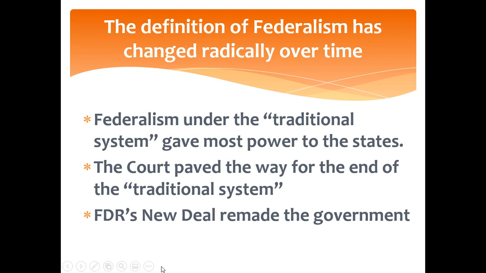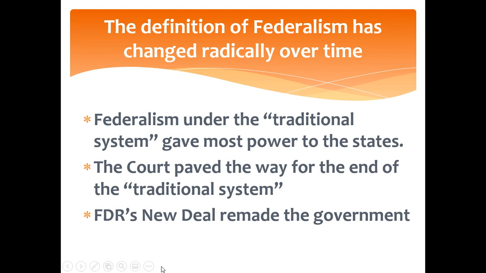FDR's New Deal remade the government. Changes came about as a result of the Great Depression of the 1930s. Demand for national intervention in the economic crisis led to Roosevelt's New Deal. One cornerstone of the New Deal was a series of federally funded stimulus programs through which the federal government made grants to the states to undertake projects to put people to work.